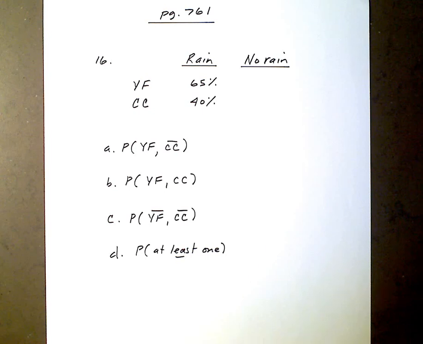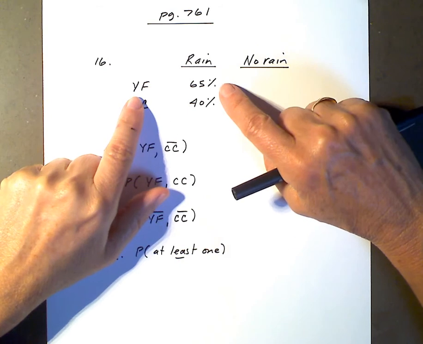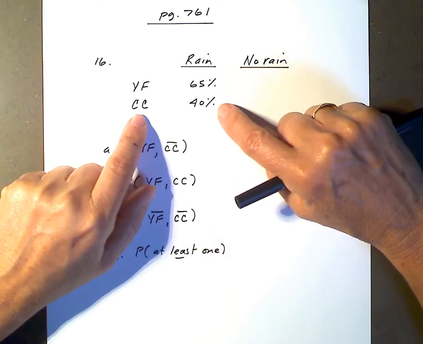This is number 16 on page 761. It's a problem about rainfall and the probability of rainfall in two particular cities. So we're told that the probability on a certain day that it's going to rain in Yellow Falls is 65%, and the probability of rain in Copper Creek is 40%.